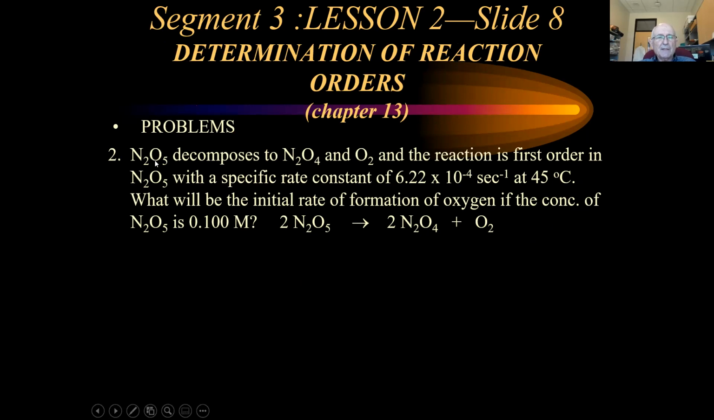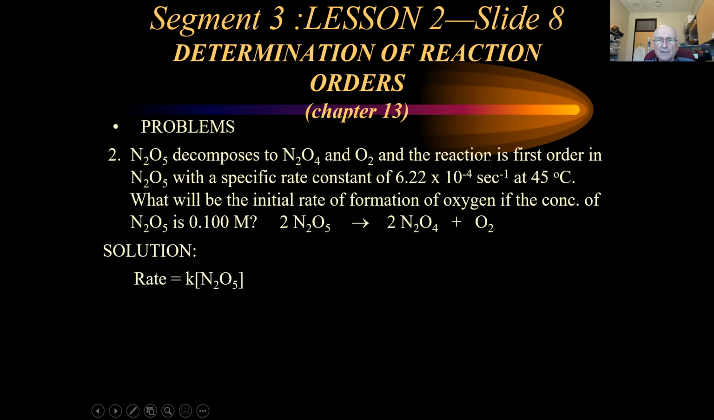Here's another problem. Dinitrogen pentaoxide decomposes to dinitrogen tetraoxide and oxygen. The rate is first order in N2O5 with a specific rate constant of 6.22 times 10⁻⁴ at 45 degrees Celsius. Remember, the temperature also affects the rate. So if we have a rate constant, we need to know what temperature it was at and make sure the temperature remains constant. What will be the initial rate of formation of oxygen if the concentration of N2O5 is 0.1 molar? Well, we've got our reaction written down.